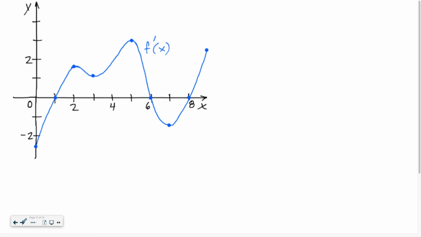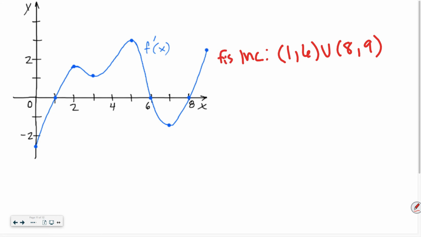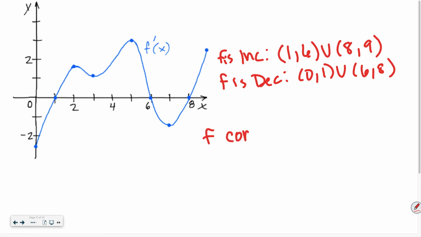Okay, so we've worked with increasing and decreasing intervals based on our derivative, right? This graph is increasing from 1 to 6 and 8 to 9 because that's where the derivative's positive. We know that f would be decreasing where our derivative is negative. Okay, well, what about concavity?